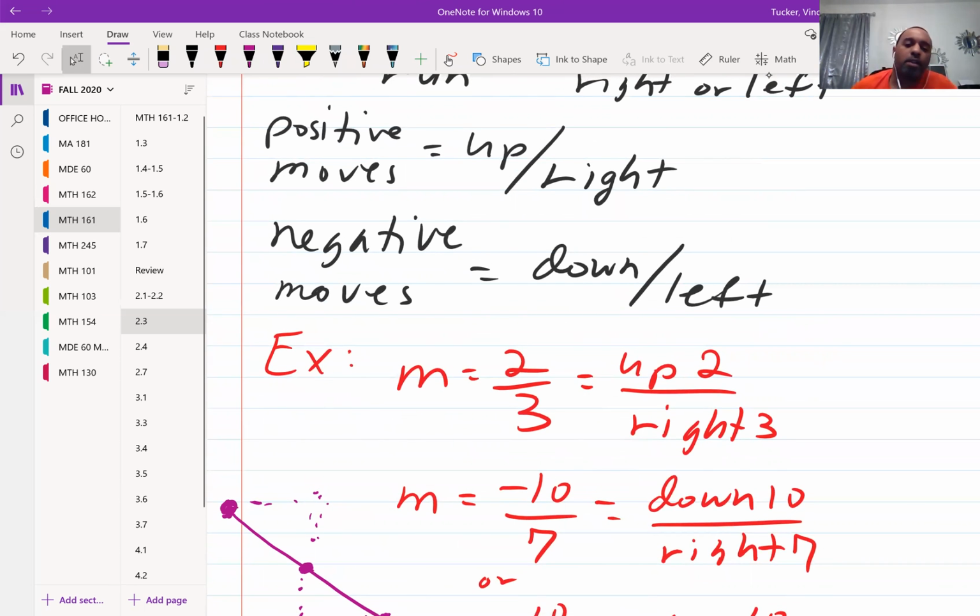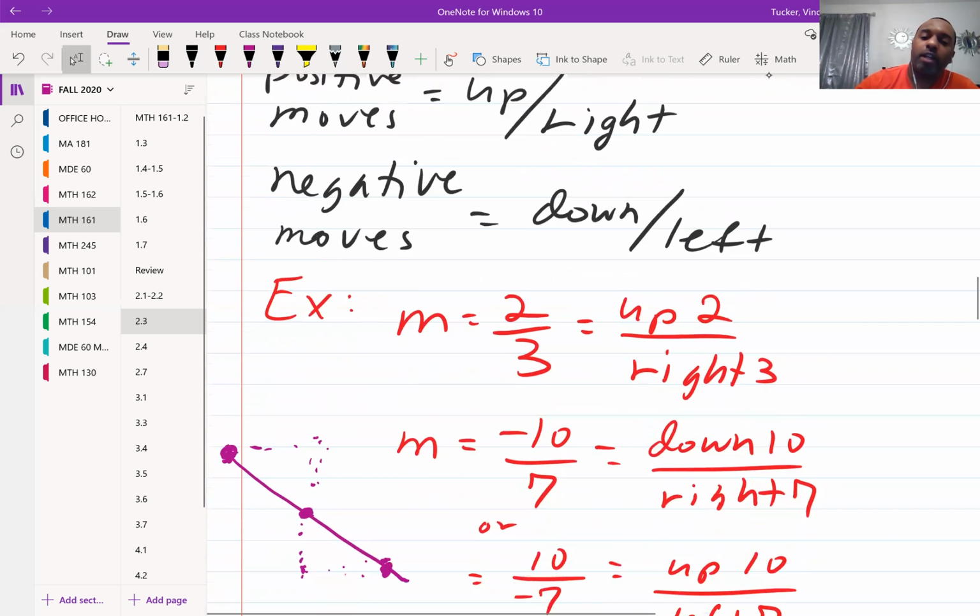So examples of that, if we have m equal to 2 over 3, that's a positive 2 over a positive 3. So that means up 2 and right 3. So those are both positive moves that we will make. We will go up 2 and right 3.